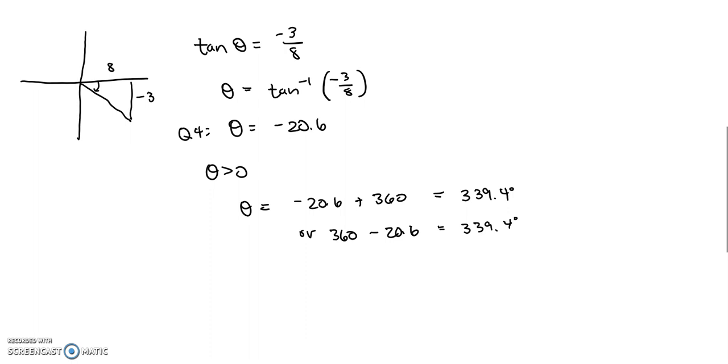So when it's in the fourth quadrant, whether you want to think of this as being the negative angle and finding coterminal, or whether you want to think of this as being your reference angle and taking it away from 360, it comes out the same thing.